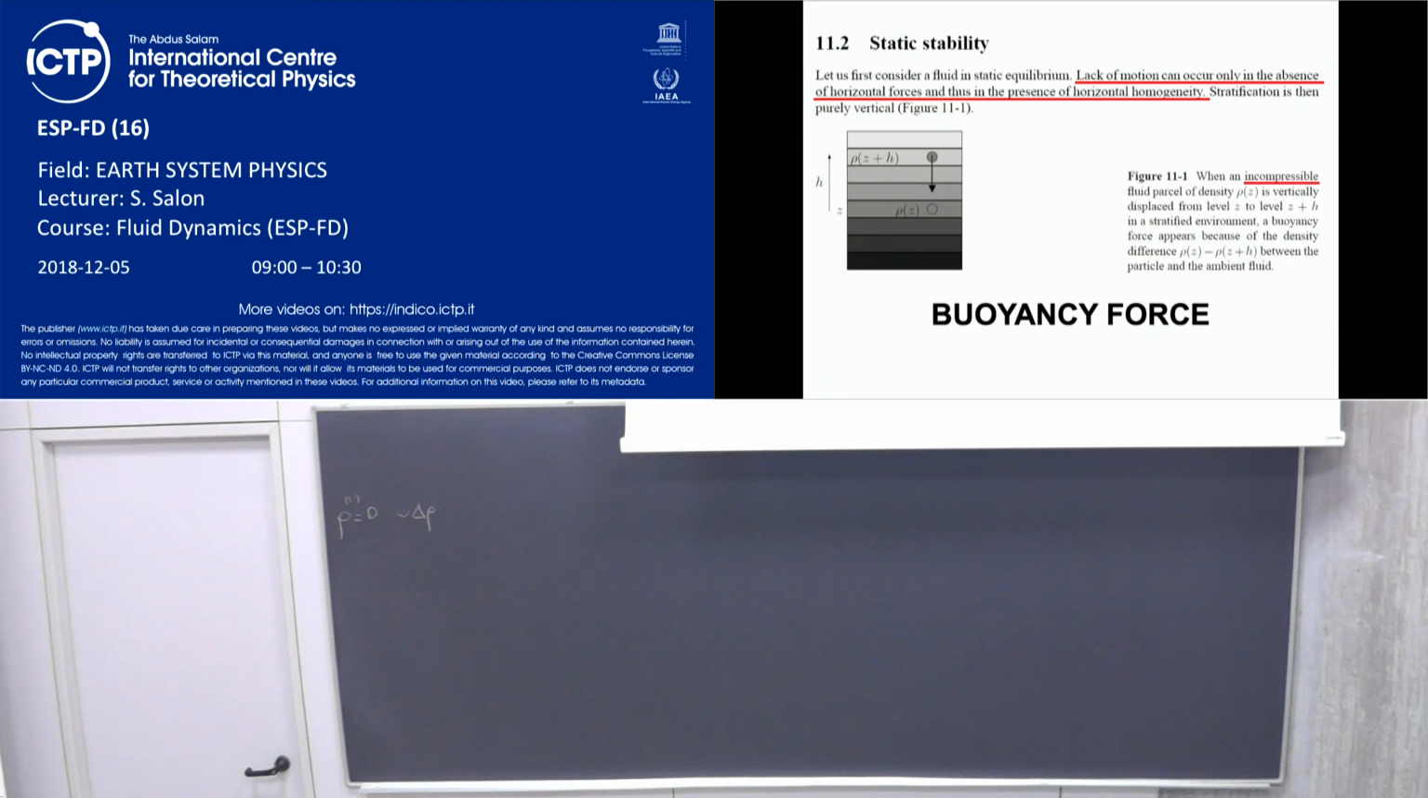What they say is consider a fluid in static equilibrium. Lack of motion can occur only in the absence of horizontal forces and thus in the presence of horizontal homogeneity. So we are moving from something which was, in some sense, vertically homogeneous to something which is horizontally homogeneous. We are moving from something which was rigid in the vertical, because you remember that the extreme case for rotation was the Taylor column.